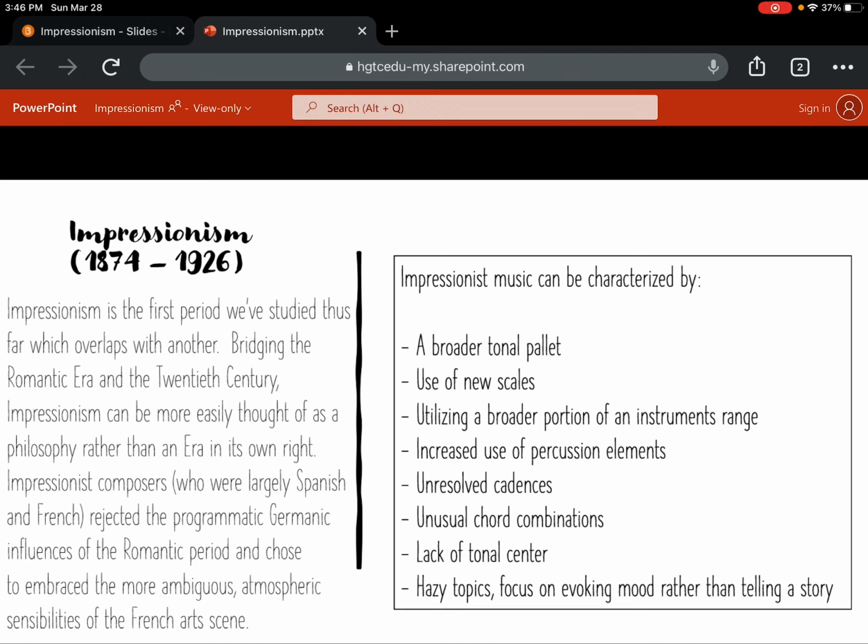They were all about mood. They weren't about telling you a step-by-step story. They were rather about creating a vibe.